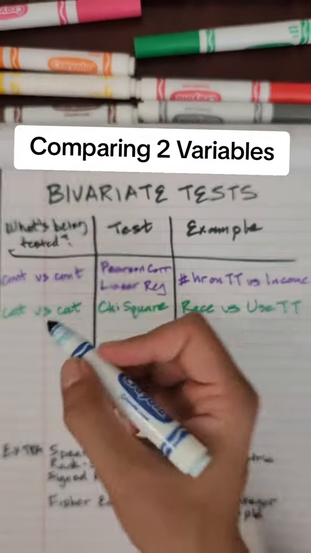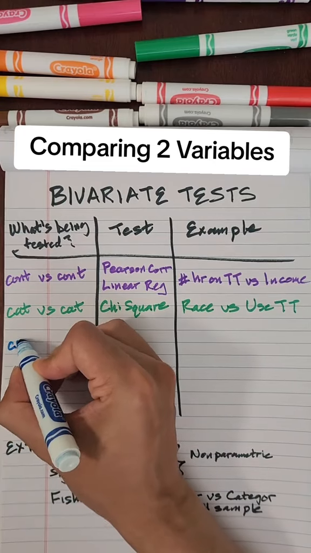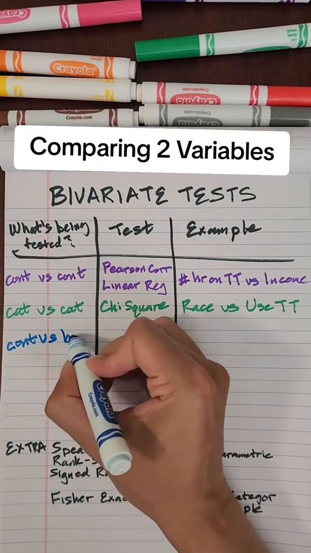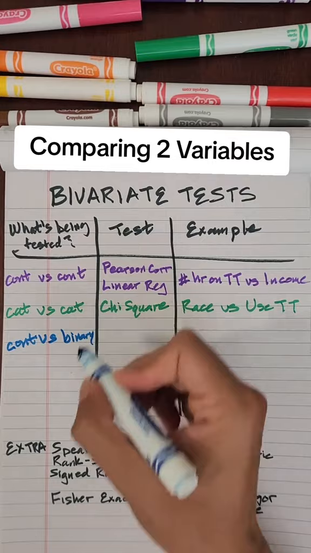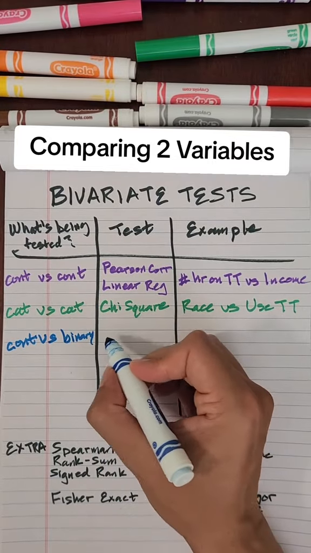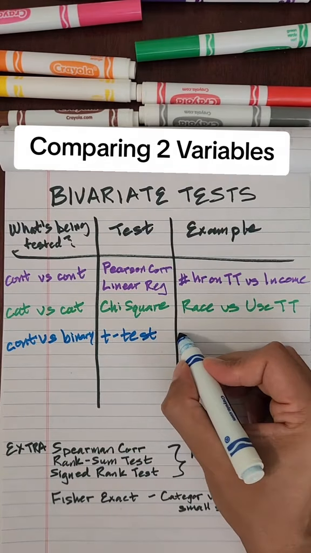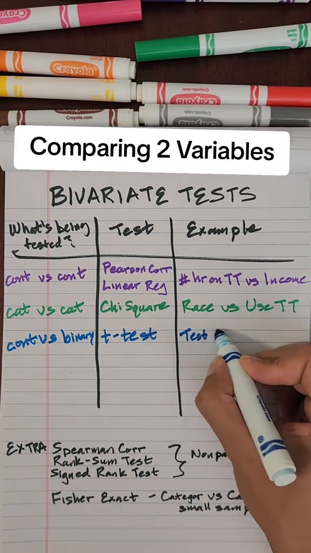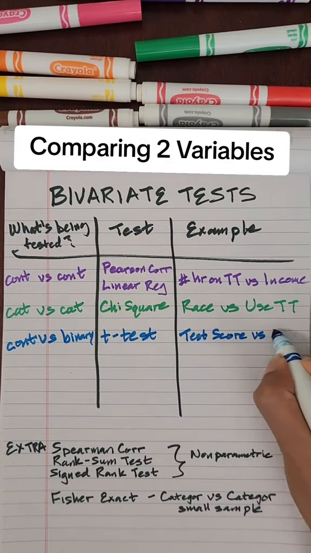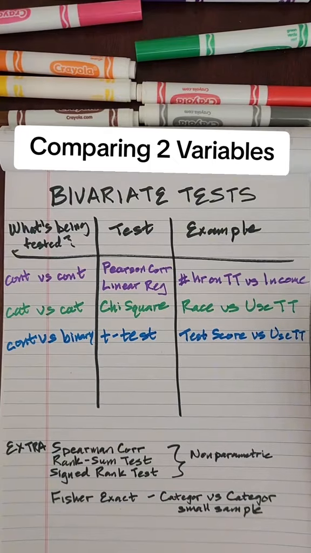Next one, let's look at continuous variable versus a binary variable. So basically, a subcategory of categorical, in which case you can use a t-test, very classical t-test. Here, an example could be, say, test score versus whether to use TikTok.